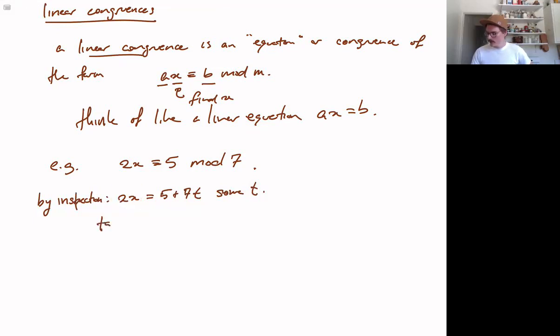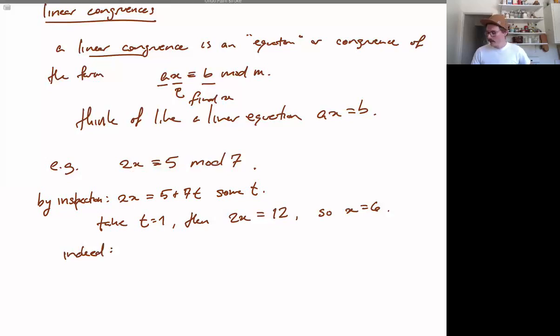And so you can see that taking t equal to 1 will work. Then we want to ask, when does 2x equal 5 plus 7? I think it's 12. So we find a solution, x equals 6. And so that's a solution to our original equation. But let's just check that. 2 times 6 is 12, and that is congruent to 5 mod 7. So that's what we wanted.